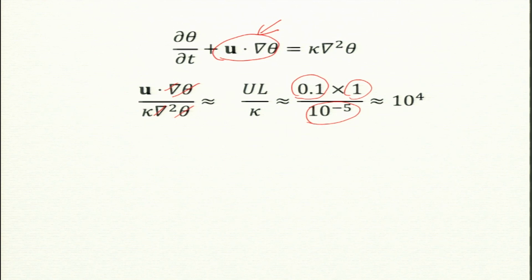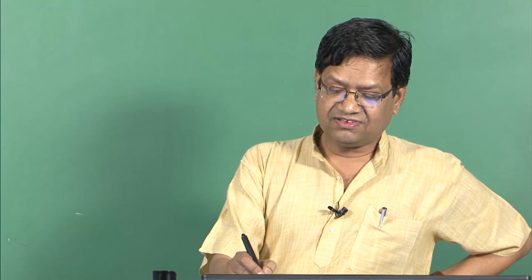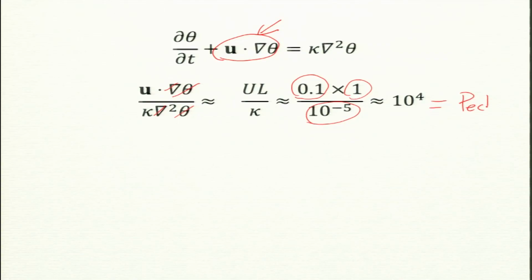So, what does it mean? The term U dot grad theta is 10 to the power 4 times bigger than the diffusion term. In fact, this number, which we will also discuss later, is called the Peclet number. But we will discuss that later.